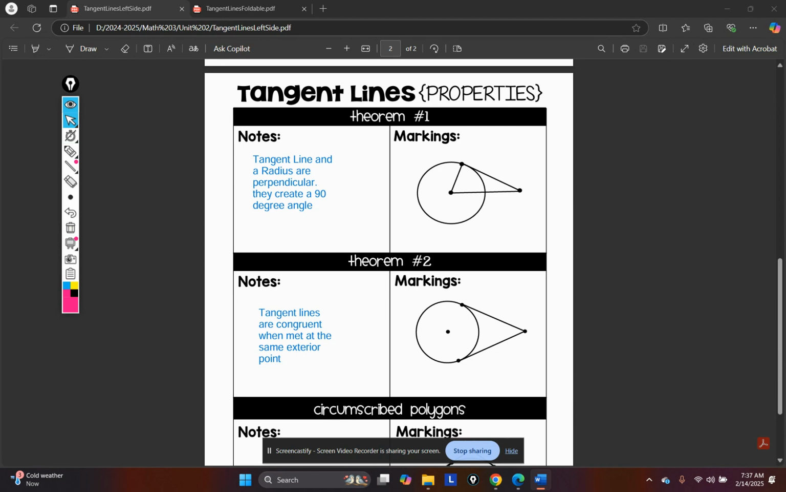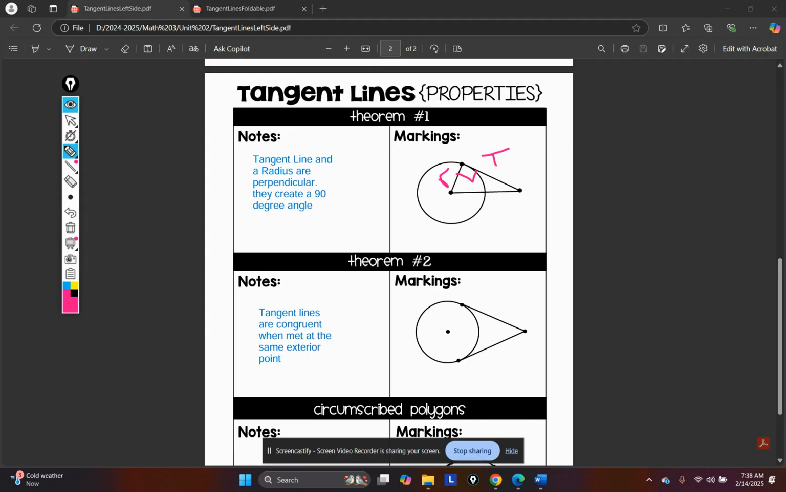So what that means is for this angle here, that's 90 degrees. This is your radius, and then this right here will be your tangent. This long line, we'll put a T for that. This long line here will be your tangent. Together, the radius and the tangent create a 90-degree angle.